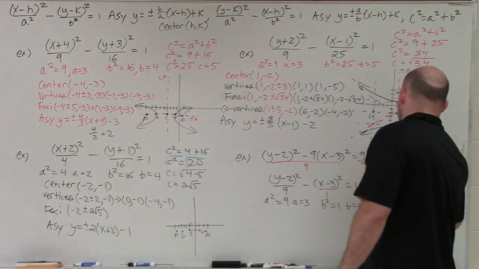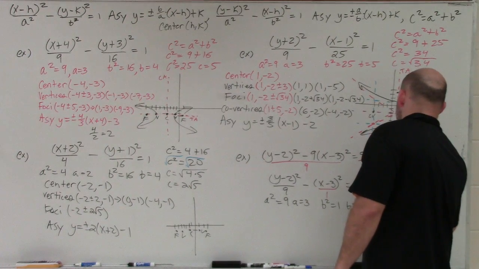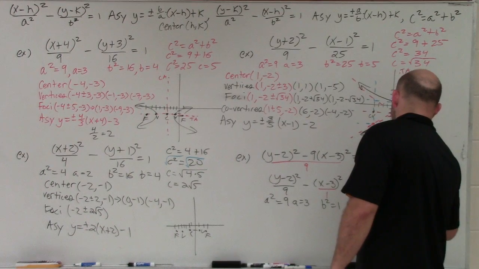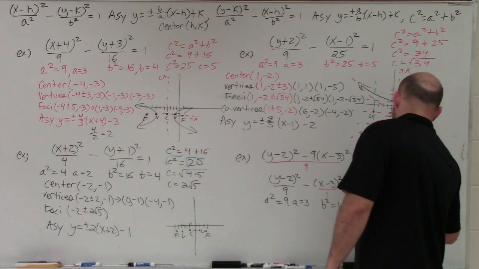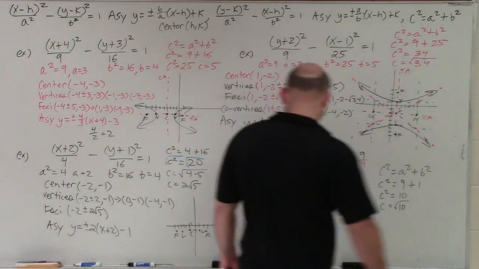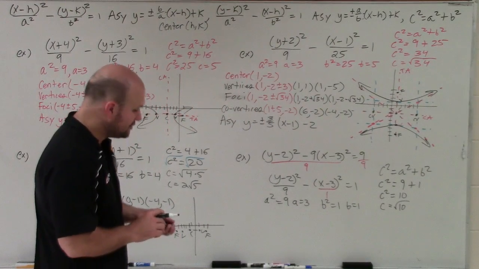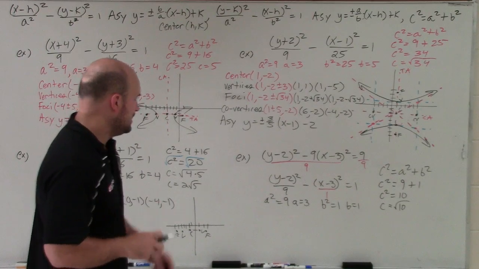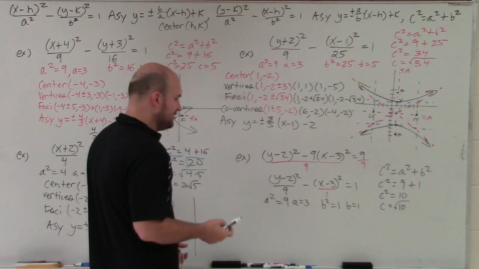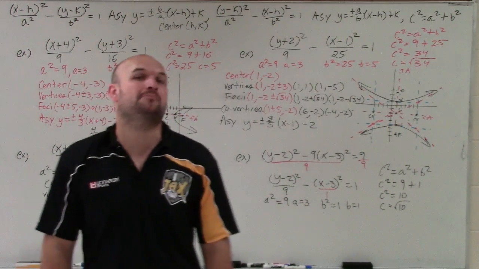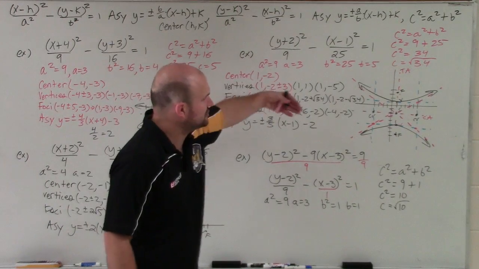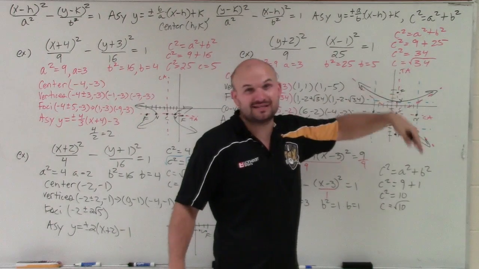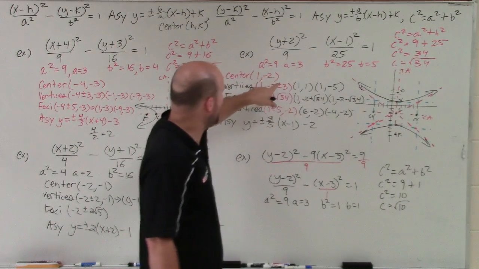C squared equals a squared plus b squared. So c squared equals 9 plus 1. C squared equals 10. C equals the square root of 10. So now to go ahead and determine the vertices, co-vertices, we can plot the information, but you know what? I'm going to try to do it without plotting the information. Since I know it's a vertical transverse axis, I know it's going to be going up and down. That means I'm going to be adding and subtracting the values of a to the y coordinate of the center.